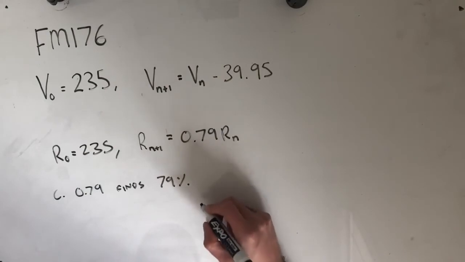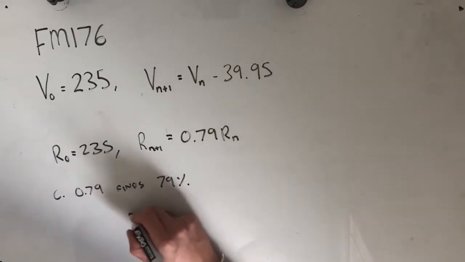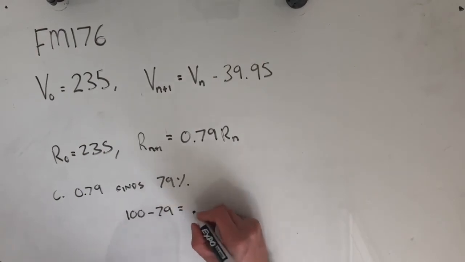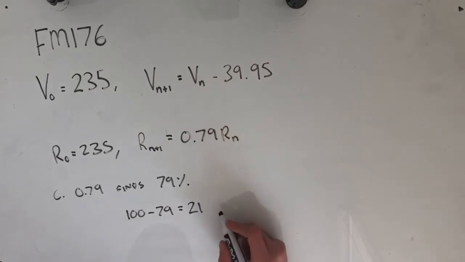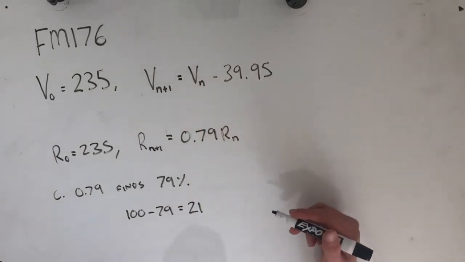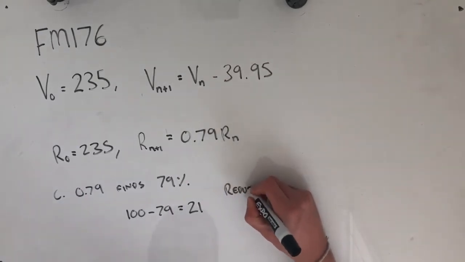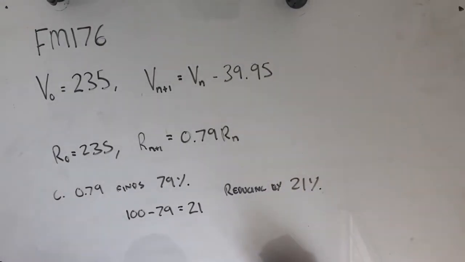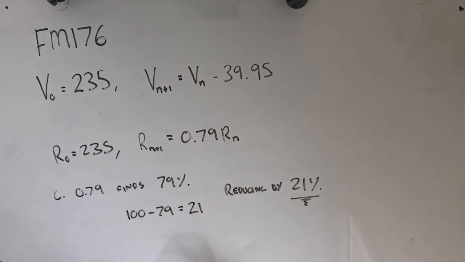Finding 79% is the same as reducing by a certain amount. And we can figure that out by saying 100 minus 79, if you plug that into a calculator, you're going to get 21, which means that if we're finding 79% of what we had last year, we're reducing by 21%. And that's your answer for part C. So finding 79% of what we had last time means that we're reducing by 21%.